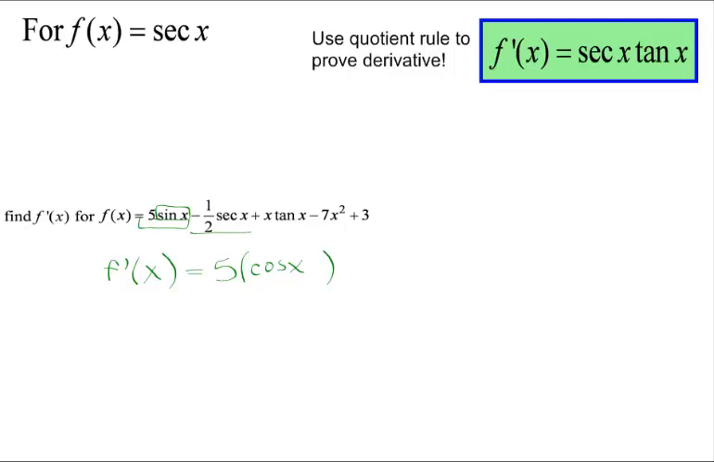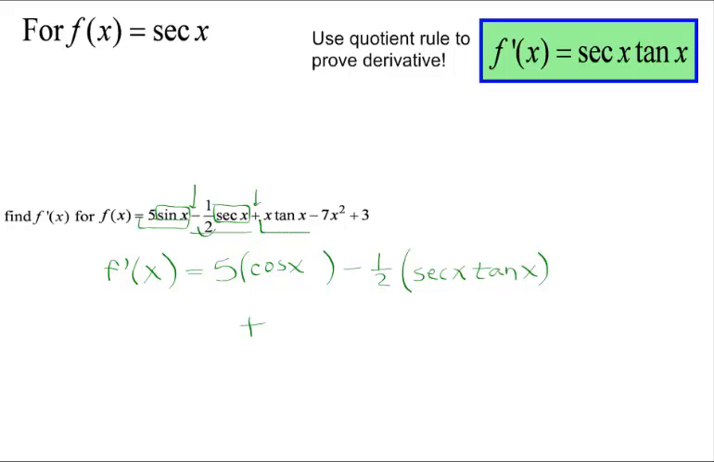Now I'm going to move on to my next term. Derivatives break up over plus and minus, so I'm just going to copy the minus sign down. Again, I have another coefficient or constant that I'm going to pop out front, and then just worry about the derivative of that term. The derivative of secant is the secant of x times the tangent of x. Derivatives break up over plus. I'm going to hop down here and put a plus.